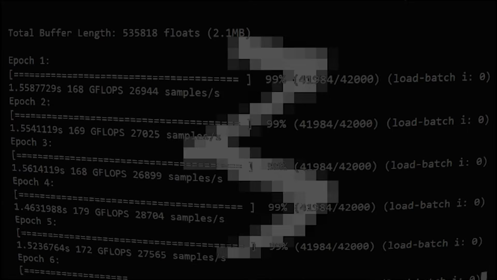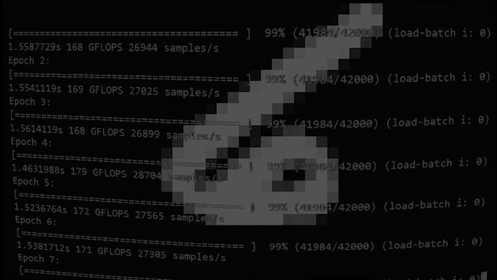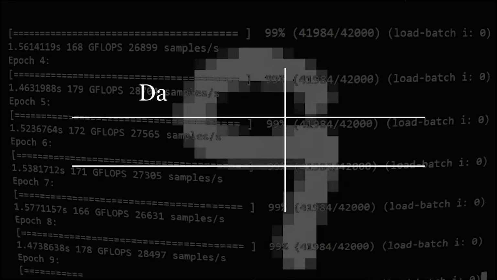But anyways, now that we have all of this, we can finally train a model. I trained the model on MNIST with each epoch taking around 0.5 seconds for 42,000 values and got an accuracy of around 90%.